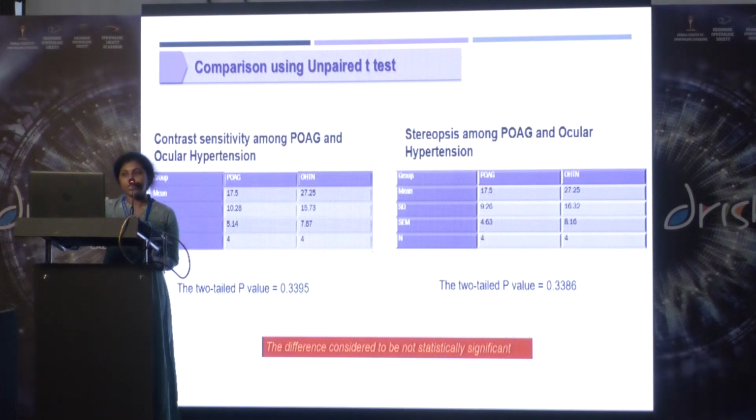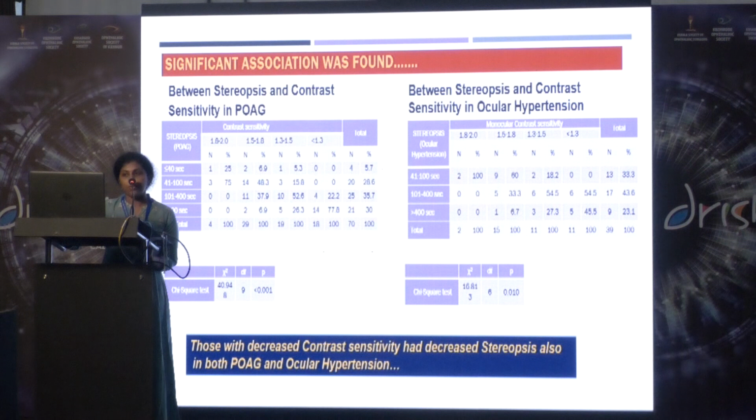In my study, comparison was done using unpaired t-test, comparing contrast sensitivity among POAG and ocular hypertension, and comparing stereopsis among POAG and ocular hypertension. The difference came to be not statistically significant. However, a significant association was found between stereopsis and contrast sensitivity in POAG and between stereopsis and contrast sensitivity in ocular hypertension. That is, those with decreased contrast sensitivity had decreased stereopsis also in both POAG and ocular hypertension.